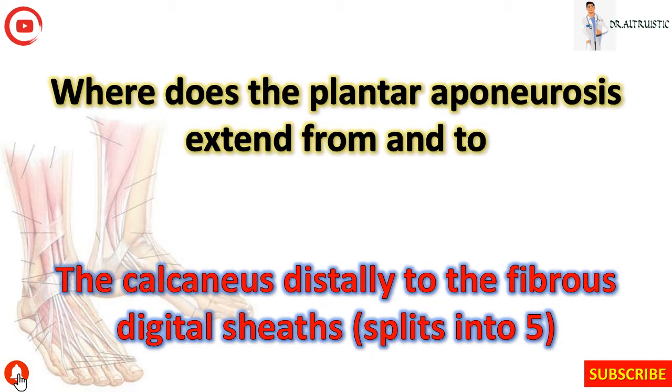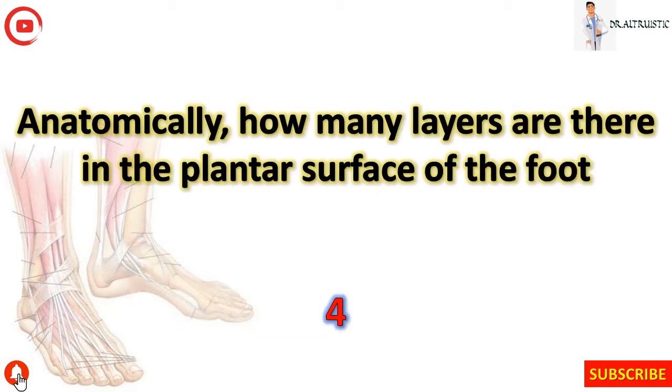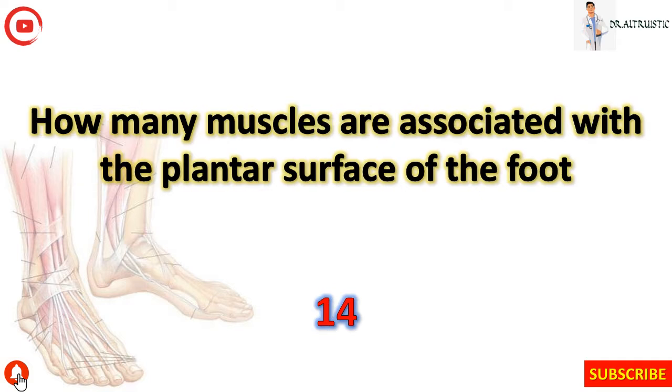Where does the plantar aponeurosis extend from and to? The calcaneus distally to the fibrous digital sheaths, splits into 5. Anatomically, how many layers are there in the plantar surface of the foot? 4. How many muscles are associated with the plantar surface of the foot? 14.